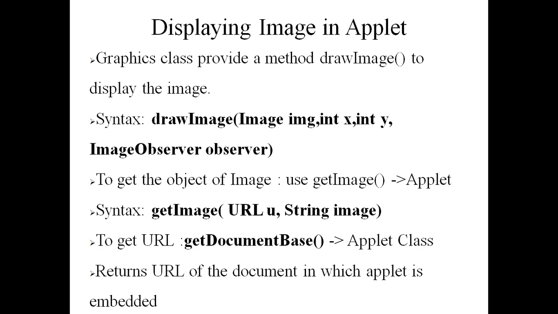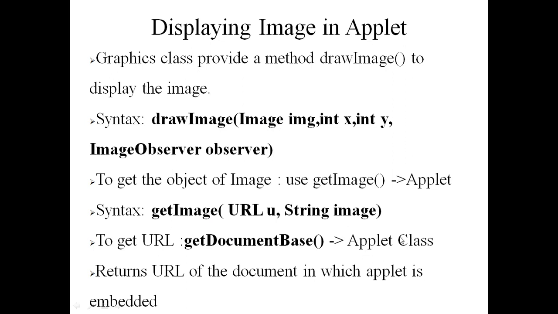So basically, drawImage is used for drawing the image. drawImage takes a parameter which is the object of Image. To get the object of Image, we have to use the getImage method, which takes 2 parameters. One is the URL, the other one is the name of the image. To get the URL, you use another method called getDocumentBase. So basically drawImage is used for displaying the image in an applet. drawImage belongs to the Graphics class. getImage and getDocumentBase belong to the Applet class.